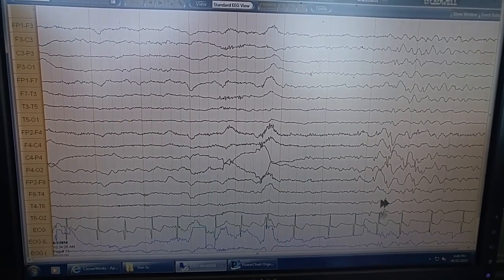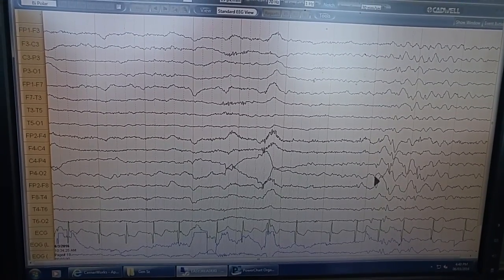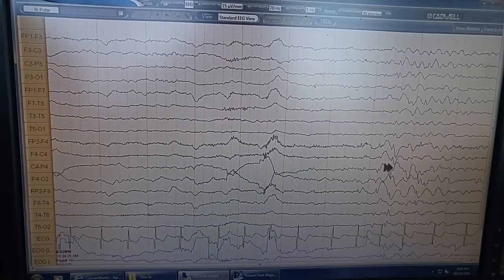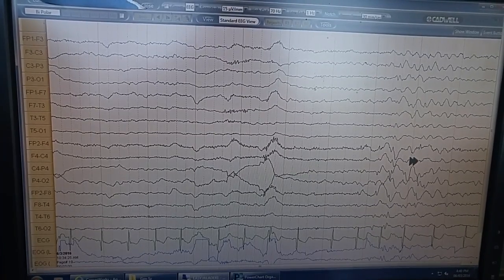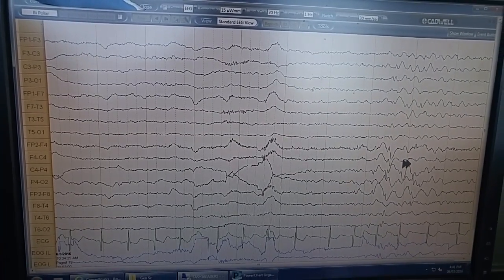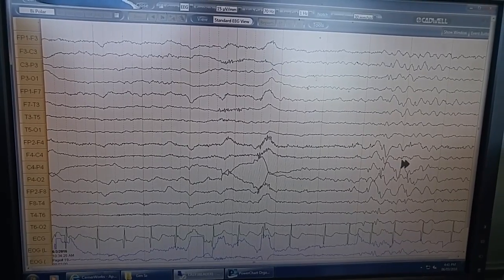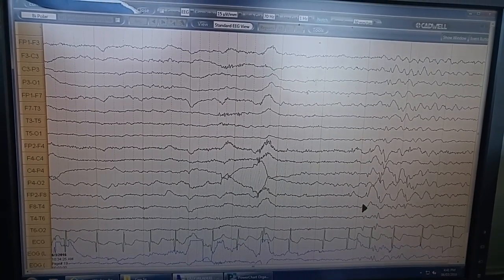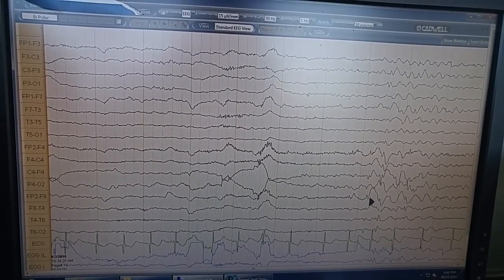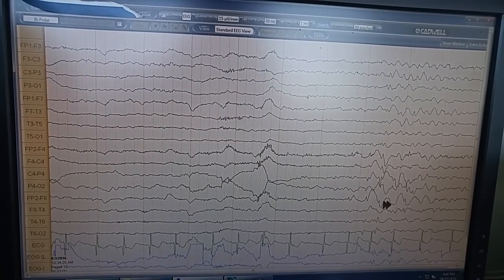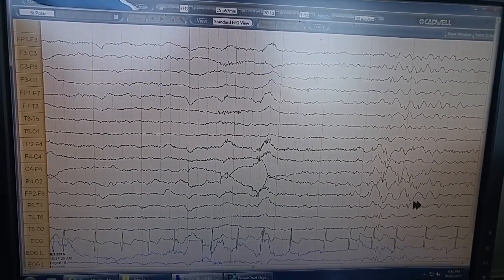So right here it's a little bit more obvious. What we're seeing here is a spike and a wave, spike and a wave, spike and a wave. And if you count the number of spikes that you get within a single 1 second epoch, it's about 3 per second roughly. So this is kind of 1 second. So 1, 2, 3, 3 hertz spike and a wave.